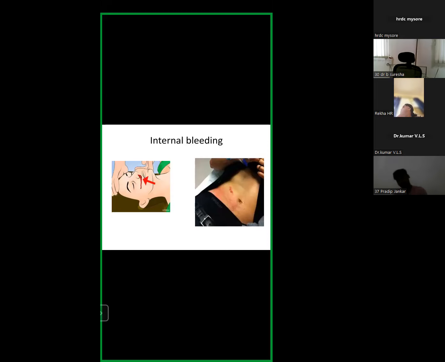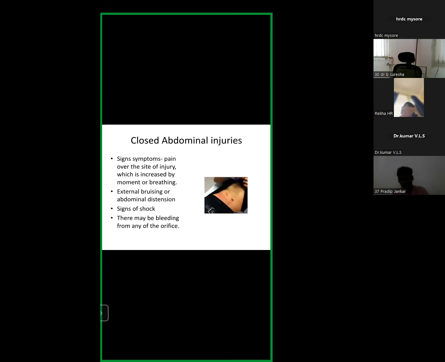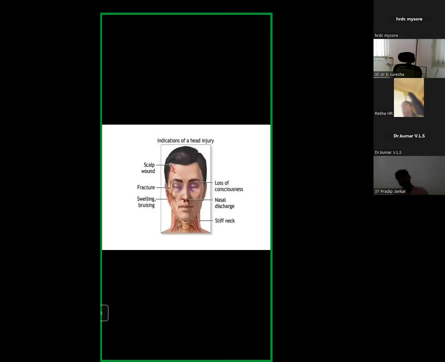nose will stop there, like it is shown here. You can make out in this diagram, the blood which is coming outside is stopping there. So that indicates that it's an internal injury, and the person may be semi-conscious also. So that can be seen here.